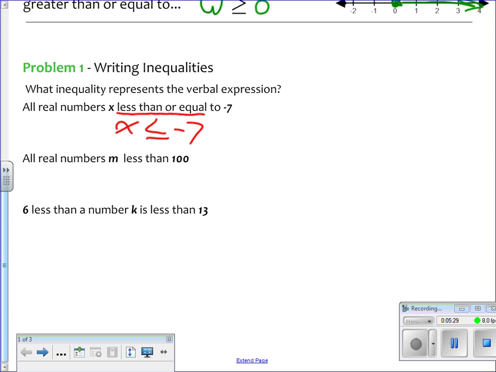Second one, all real numbers m less than 100. So my variable is m. The number I'm comparing it to is 100. And m is everything smaller than that. So m is less than 100. Not or equal to, it's just less than.